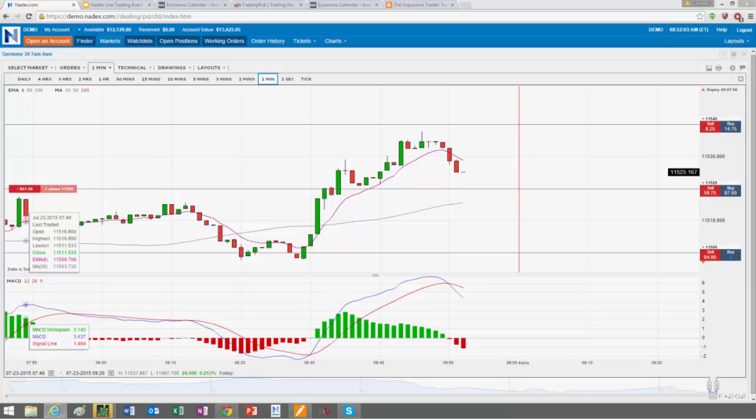For those of you who have never traded Nadex before, is this interesting to you? You're going to download the demo account and play around with it?